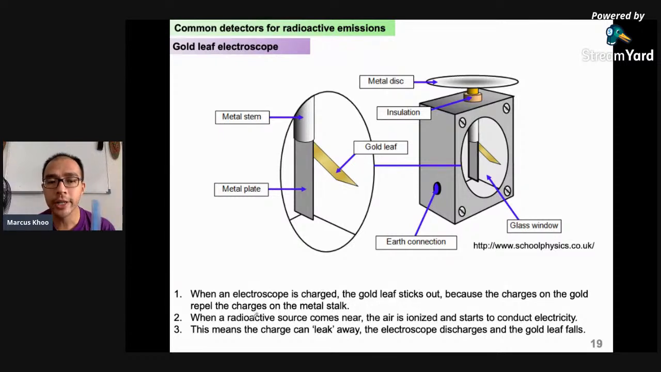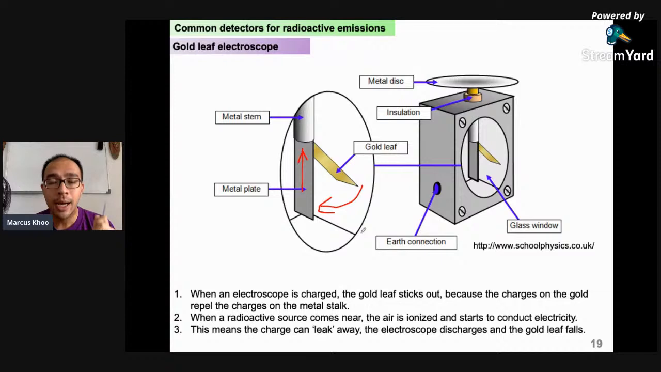When a radioactive source comes near, the air is ionized and starts to conduct electricity. This means the charge can leak away. If there is a radioactive source, the air around it is ionized, so the charges will move up, which makes this gold leaf move this way. It will go nearer and nearer to this one, because the pushing force against one another is already lesser, so they will come near to one another.